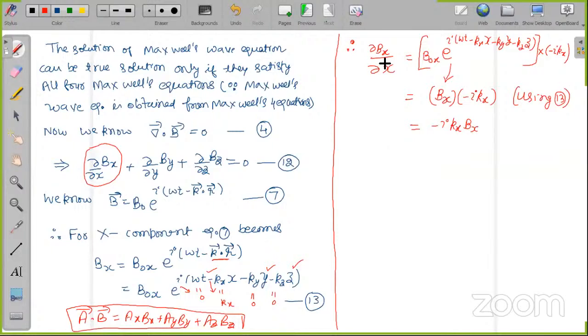Now we have found this value: curly bx upon curly x. Similarly, what should be this answer? Curly by upon curly y. Please tell me what should be this answer. Minus iota ky by.